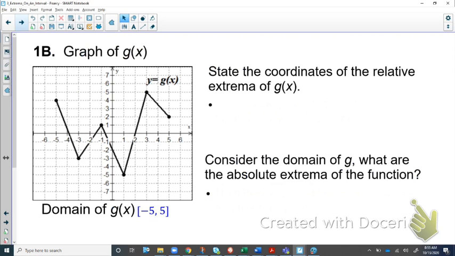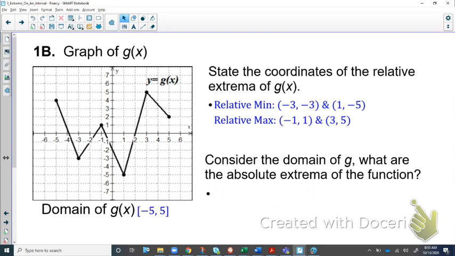Here, taking a look, this is probably a piecewise function made up of a bunch of line segments. State the coordinates of the relative extrema. So again, we're just looking to see where it changes from decreasing to increasing or increasing to decreasing, and these are the points that I was able to locate.